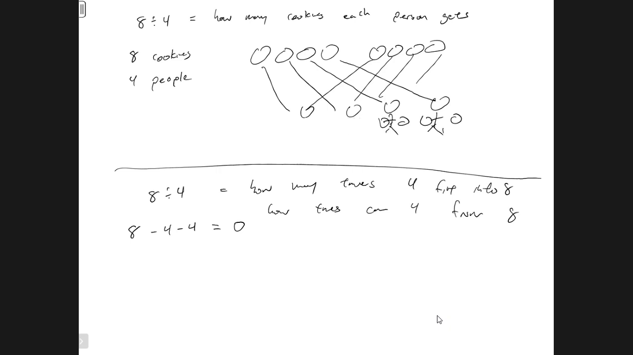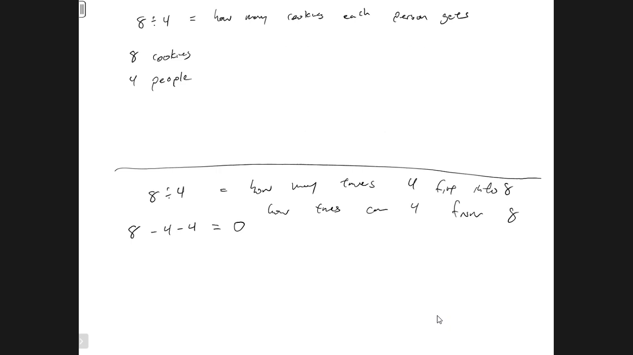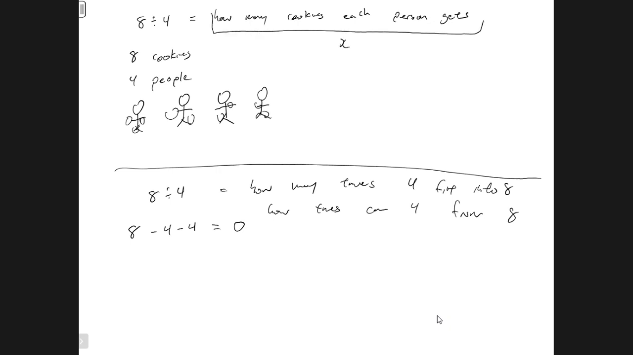Now I want to relate division to multiplication. Here I am saying that 8 divided by 4 is how many cookies each person gets. Now there are 4 people in total, and let's say I don't know how many cookies they have. So this guy is holding some cookies, but I don't really know how many cookies this guy has. I don't know the answer. But what I do know is that they have the same amount. Let's call how many cookies each person gets x, because I don't want to write down how many cookies each person gets every single time.